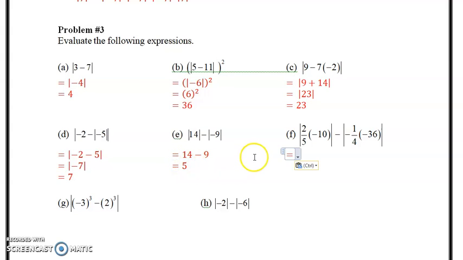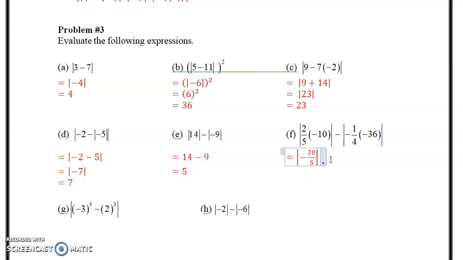Next one. So we're going to do the multiplication here first. So 2 times negative 10 is negative 20 divided by, well, we'll do it slow. We'll do each step. I won't do the whole thing there, just so we see it. So that would be negative 20 divided by 5, right? And then minus another absolute value sign. And that would be positive 36 over 4. Okay.